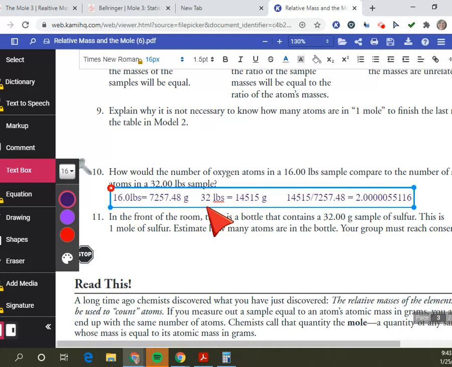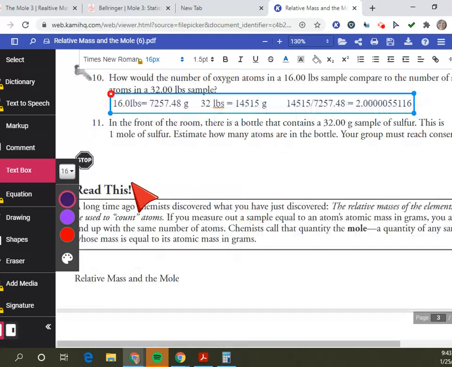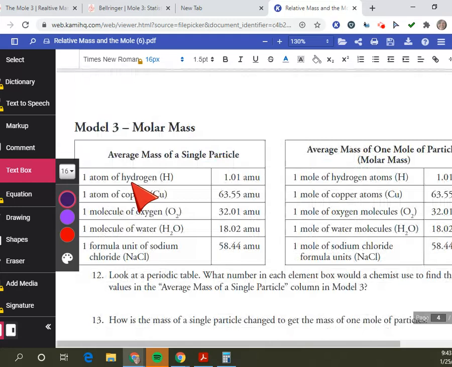So, all right, we didn't do the in front of the room thing for you to see that, but if you move on down to the next part, we'll kind of talk about this for just a few seconds, and then we'll turn in what we get to today during the class. So it gives you average mass of a single particle of all these different things, average mass of 1 mole of particles. Notice they're the same things: hydrogen, copper, oxygen, water, and sodium chloride.